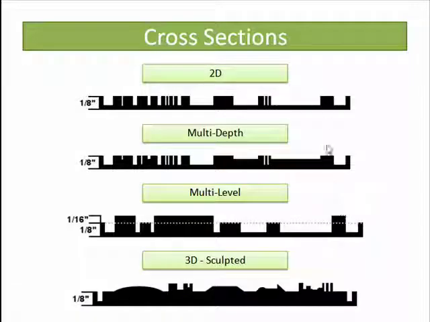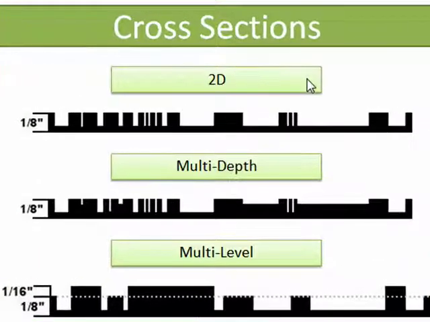Now, when we look at it from the standpoint of cross sections, and we begin with the 2D, you'll notice that the overall height is about 1/8 of an inch, and here's your raised layers, and here's your recessed areas. Whereas on multi-depth, it still is about 1/8 of an inch, and again you have your raised and your recessed areas, but now there's another layer in between the high and the low points.